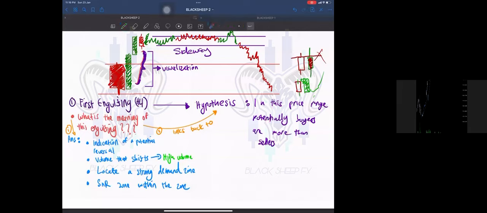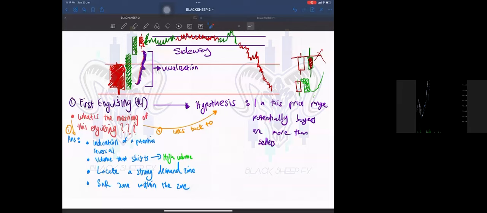So then, we have to first understand the meaning of the first engulfing. And I'm going to be teaching you guys in the reference or perspective of a H4. You can use any time frames. Doesn't matter. But I trade on a bigger time frame all the time. So the meaning of the engulfing is, firstly, it is an indication of a potential reversal. Understand that when an engulfing happens, it is an indication of a potential reversal. Meaning, if price is climbing up, there is a potential of a reverse. If price is falling down, there's a potential of a reversal up.